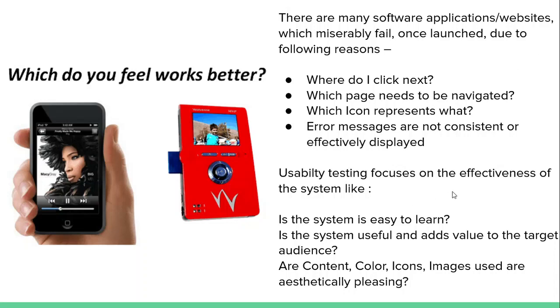So usability testing focuses on the effectiveness of that specific system: whether the system or application is easy to learn, whether it is useful and adds value to the target audience, and whether the content, colors, icons, and images used in that application are aesthetically pleasing or not. All these things come under usability testing. We will see details in the coming sessions. But understand, usability testing ensures how easily the user can use that application, whether the user is getting confused or not, and whether the controls are easily displayed to the user or not.